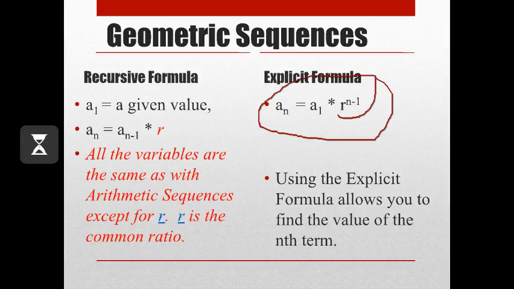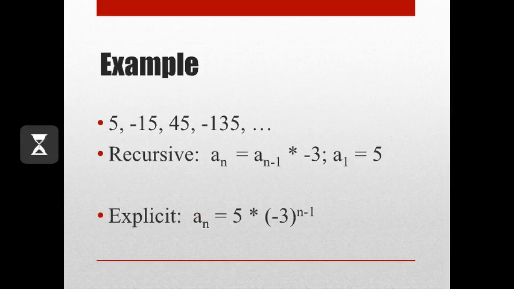Alright, again, here's another example for your explicit and recursive formulas for geometric sequences. A sub n equals a sub n minus 1 times negative 3. That's your recursive because you're multiplying all of these terms by negative 3 to get the next one. A sub 1, your first term, is 5. In your explicit, you have a sub n equals your first term, which is 5, times your common ratio, which is negative 3, to the n minus 1 power.